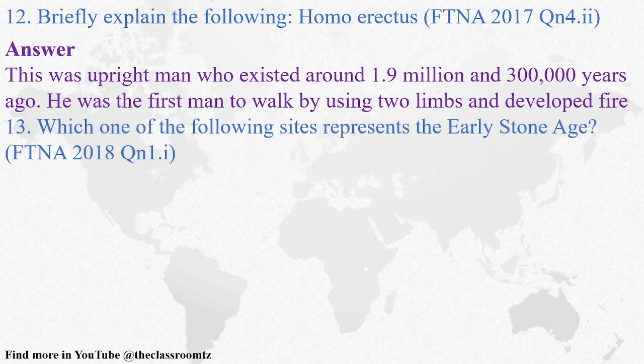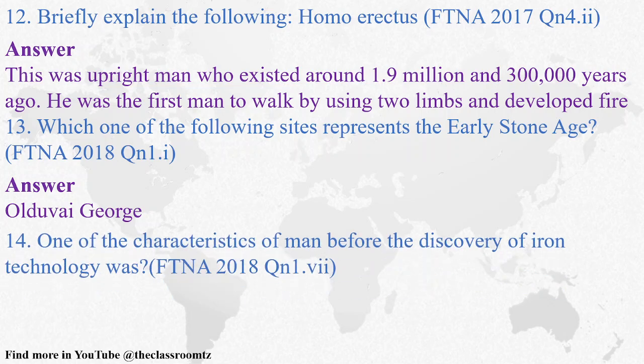Which one of the following sites represents the earliest Stone Age? Olduvai Gorge represented the early Stone Age. There are so many sites that represented the early Stone Age, but according to the question, it was multiple choice. So among the alternatives provided, this one was correct, and the rest were distractors. Referring to the question, that was the correct one. And I'm sure you know what it is all about Olduvai Gorge.